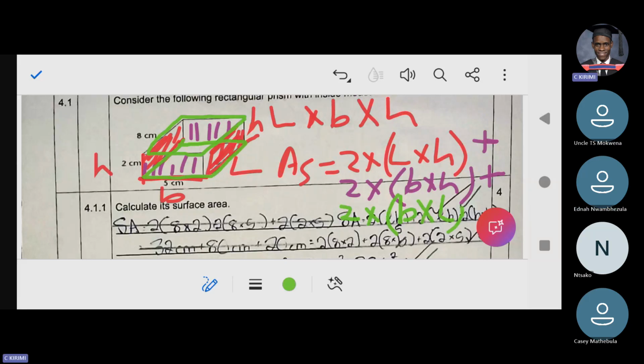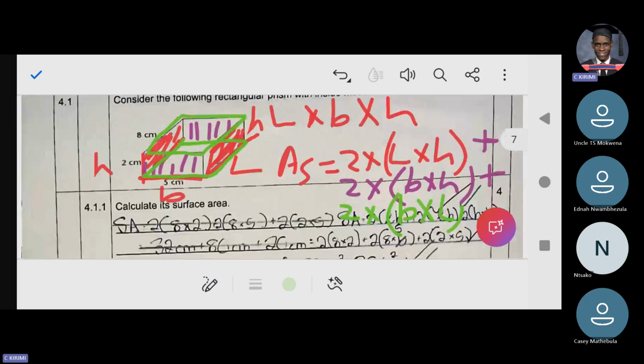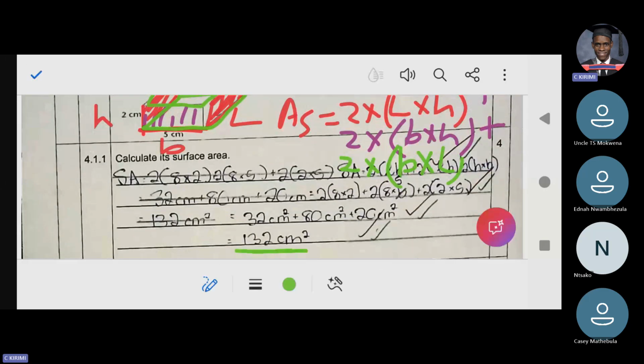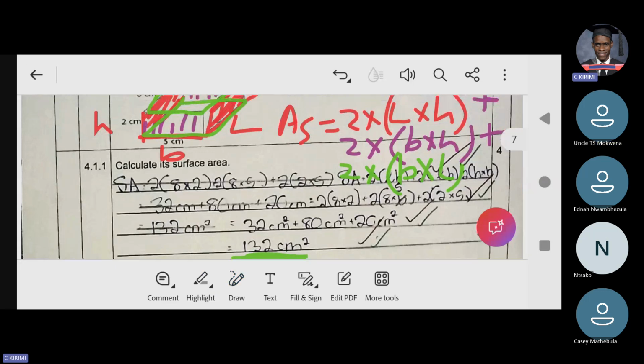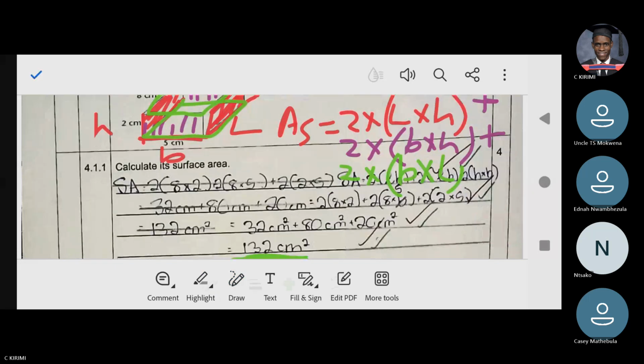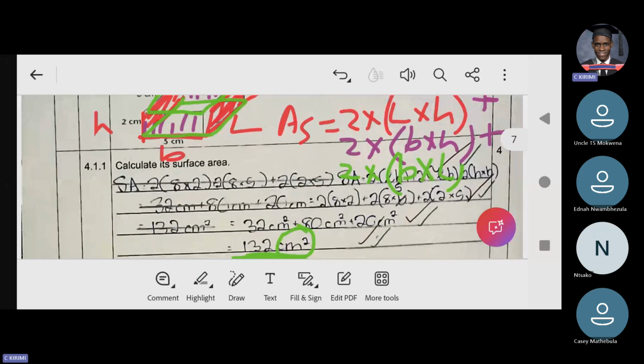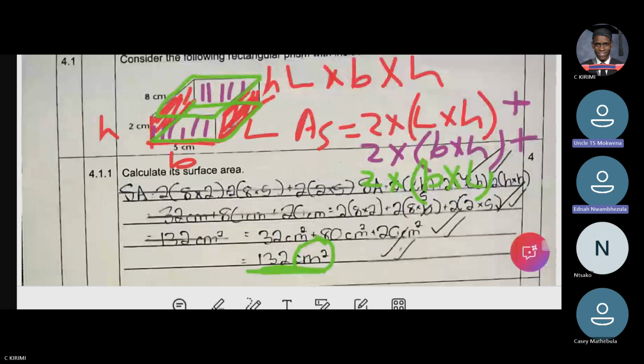Then you add all your numbers. Put your numbers in and add everything. Once you add, the answer is there. You must be able to come to this answer when you sit down and revise. And surface area, always the units are squared. If they are meters, square meters. If they are centimeters, square centimeters. That's surface area. Is there a problem there?